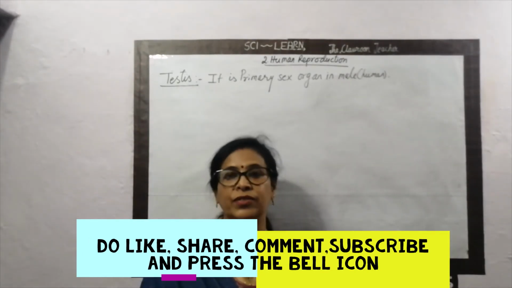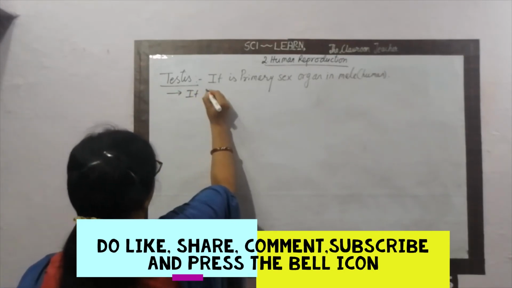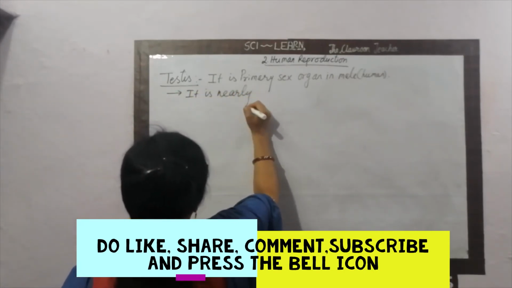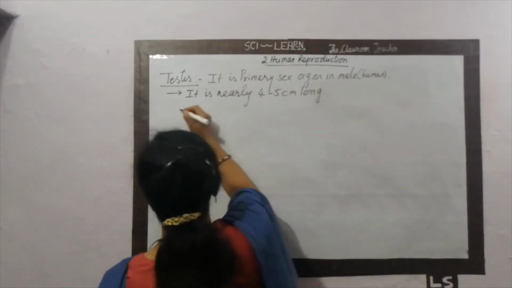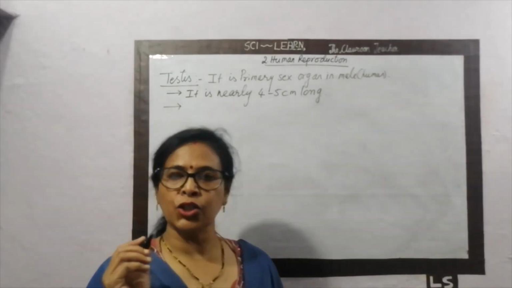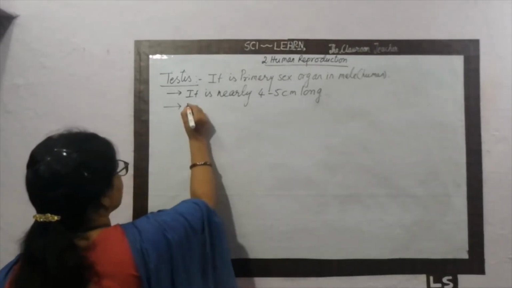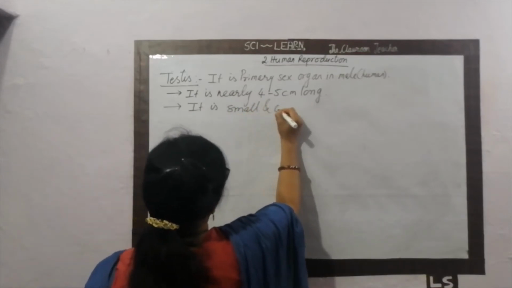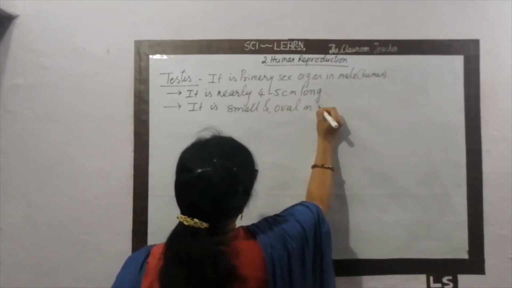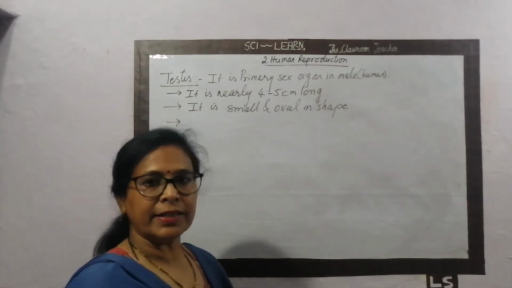Now what is the size of this testis? It is nearly 4 to 5 centimeter long. Now what is the shape of the testis? It is small and oval in shape.